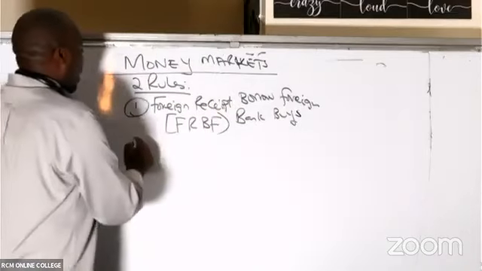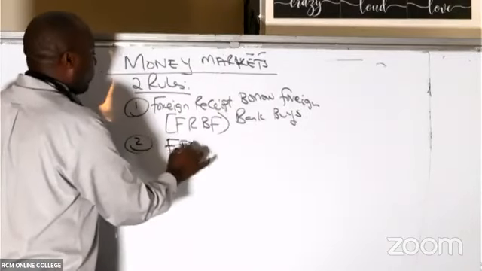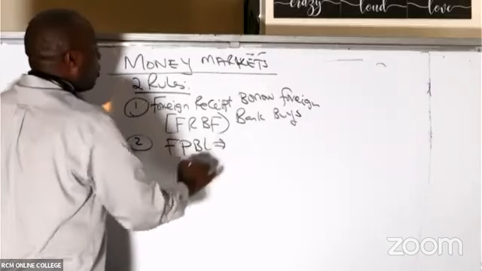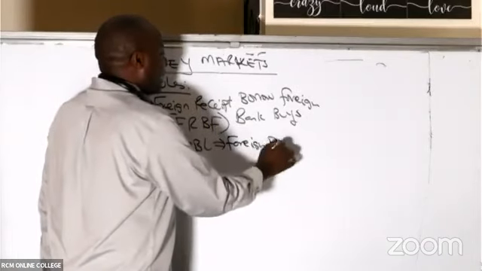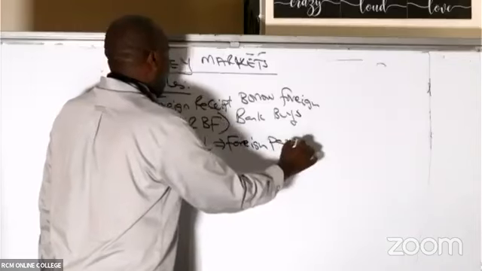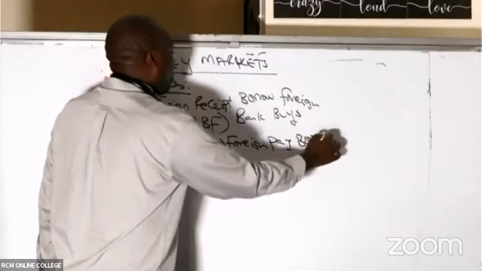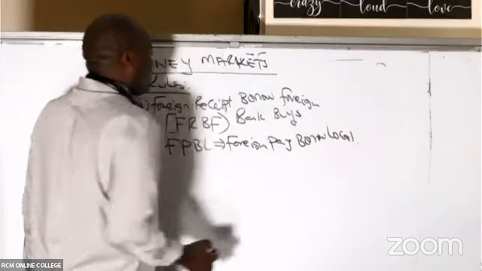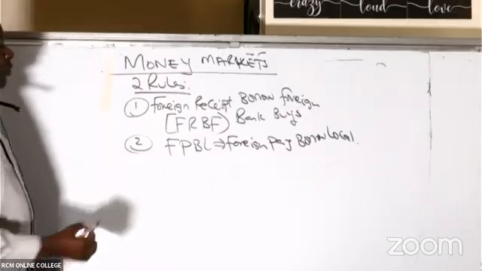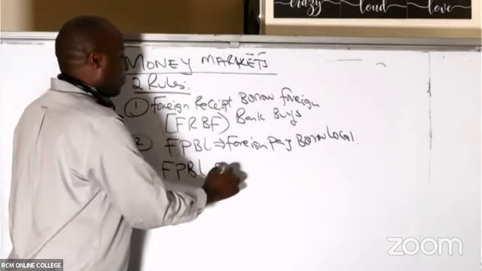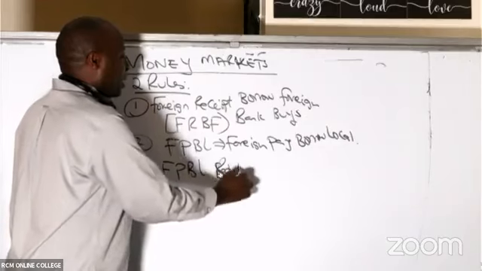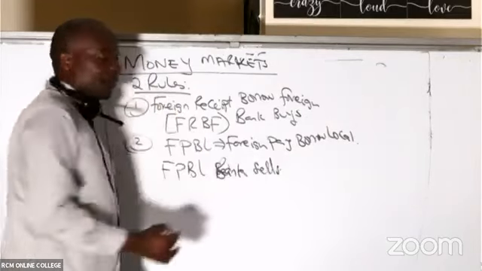So rule number one. And then rule number two, we have what we call FPBL, which in full stands for what here? Foreign payment, borrow local. You borrow local. So foreign payment, you borrow local. Of course, we normally say FPBL. In this case here, the bank does what here? The bank sells.